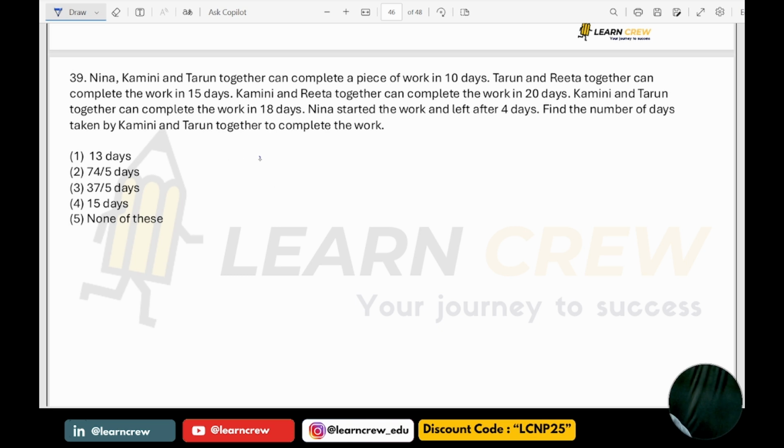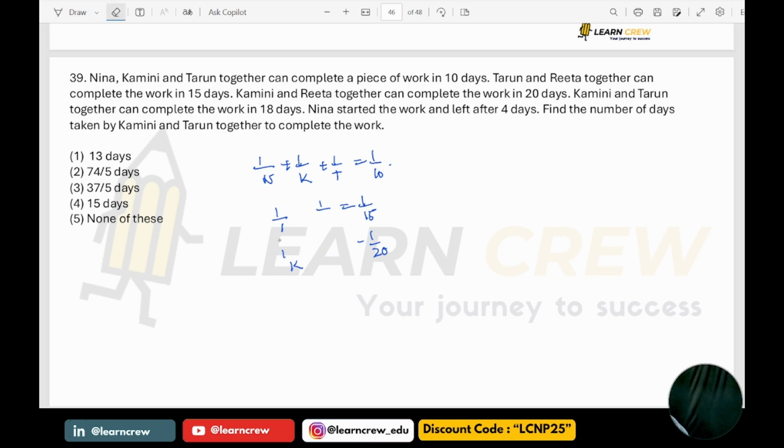So please see here, 1 by Neena, 1 day's work. 1 by Kamini plus 1 by Tarun is equal to 1 by 10. Also we have 1 by Tarun plus 1 by Rita as 1 by 15. And we also have 1 by Kamini plus 1 by Rita is 1 by 20. Okay. So otherwise you can also follow another method. If you are confused with this, let me explain.